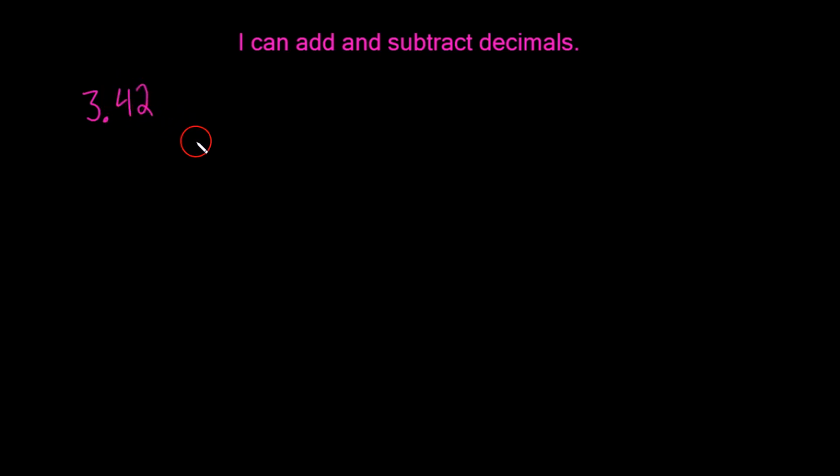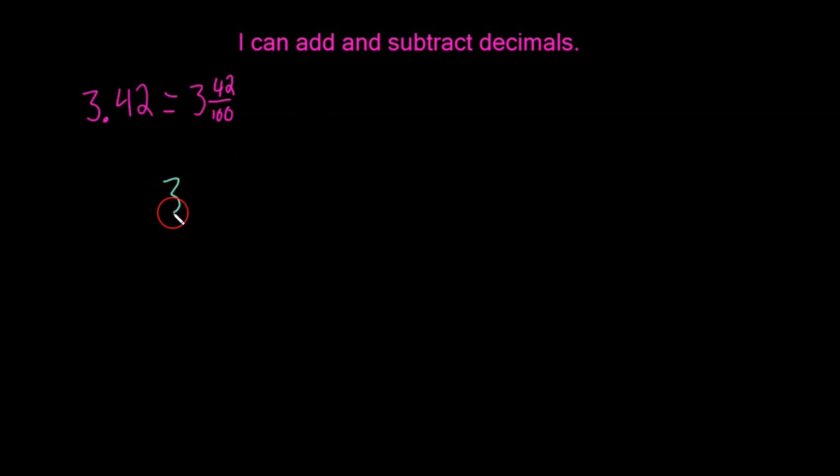3.42. A better way of saying this would be 3 and 42 hundredths. Remember, this is after the decimal point right here. This is our tenths place, our hundredths place, and then if you were to keep going, our thousandths, 10,000ths, and so on and so forth. So this right here is the same as 3 and 42 over 100 as a mixed fraction.